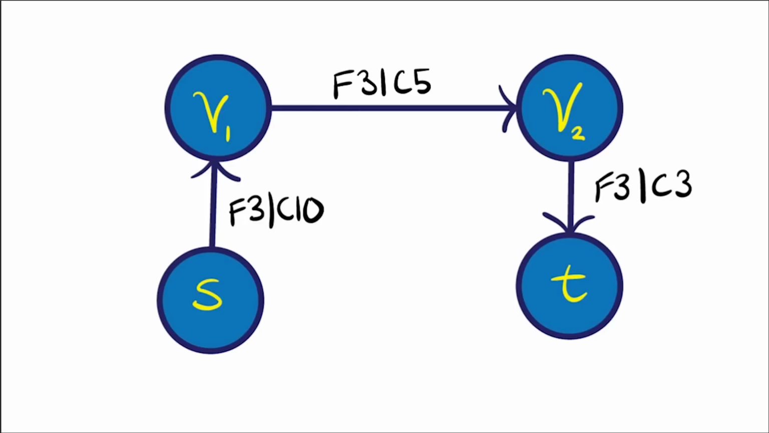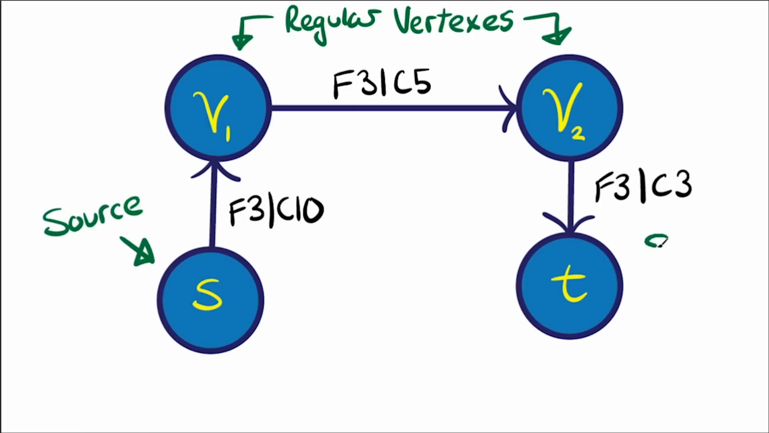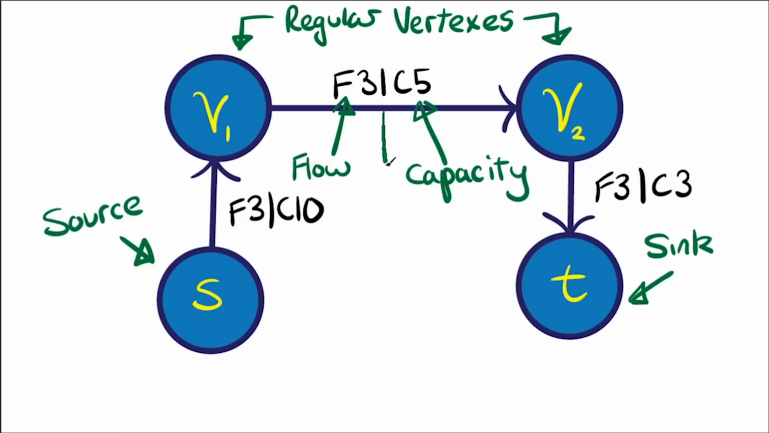So what exactly is flow and capacity? Just before I get started, let me go over a little bit of notation. These are regular vertices. This is a source, and this is a sink. This is how I denote flow, and this is how I denote capacity. I separate them with a pipe. And finally, this is a directed edge. Got it? Okay, great. Let's start with capacity.